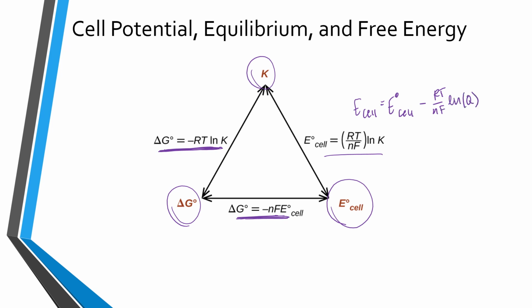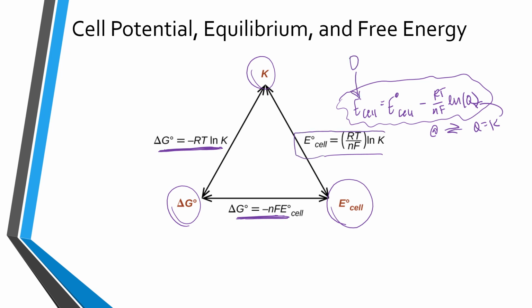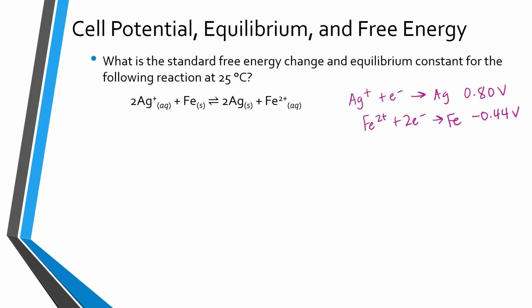So that's the Nernst equation. This is what's given on your reference sheet. But remember, if we're at equilibrium, Q equals K, so I pop K in there, and the cell potential is 0. So this is just the Nernst equation solved at equilibrium. And so it's what combines cell potential with the equilibrium constant.